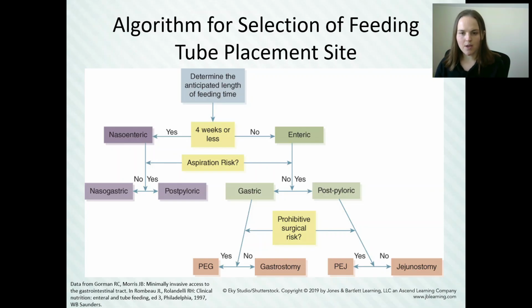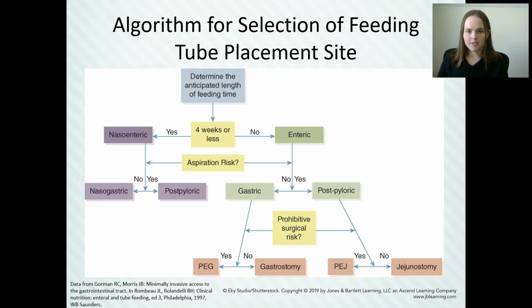Most likely, if you know that you want to do bolus feeds, a gastric tube is going to provide more flexibility. And actually, that's going to be the case anyway. So, a gastric placement would be the preferred placement for most patients, if possible, just because of the flexibility.